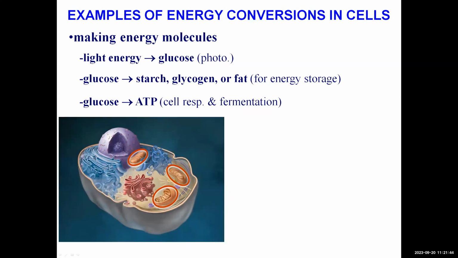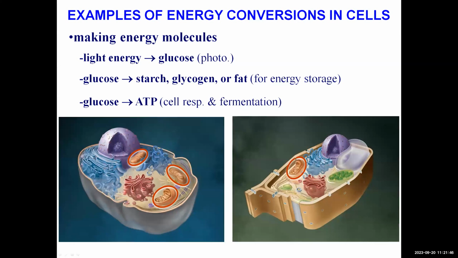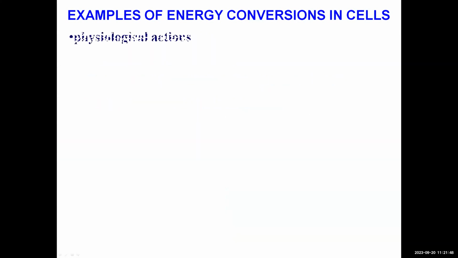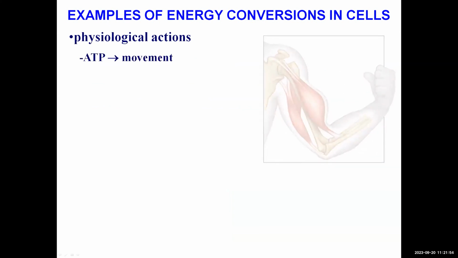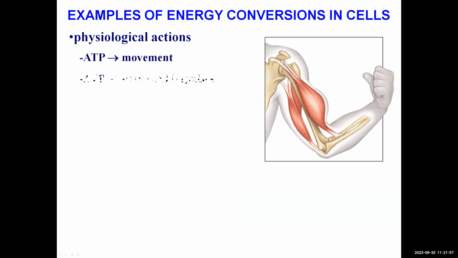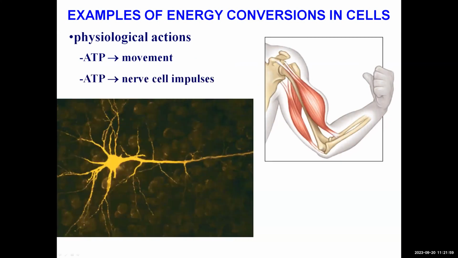Some examples of this type of energy conversion is the conversion of energy from chemical energy to physiological action. We can convert chemical energy into kinetic energy through movement, or into electrical energy by converting molecules into nerve impulses. All of these are examples of energy conversion. None of them create or destroy energy. They simply change where it is and the form it is currently in.